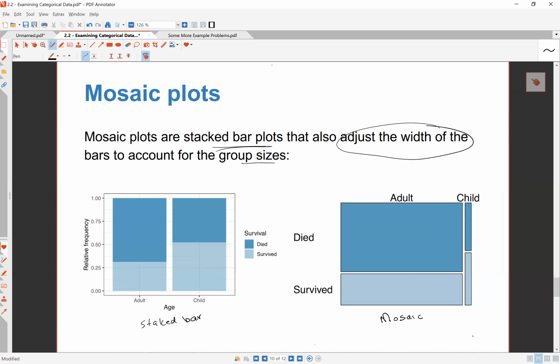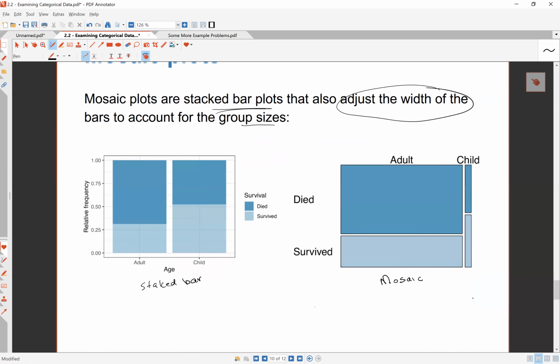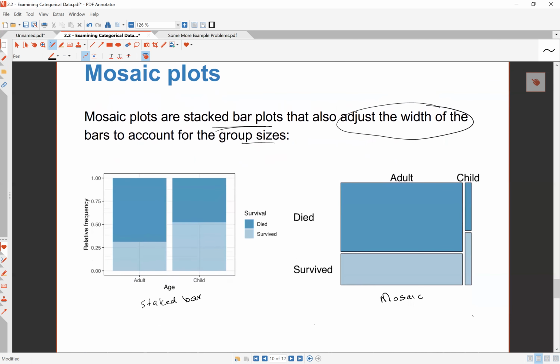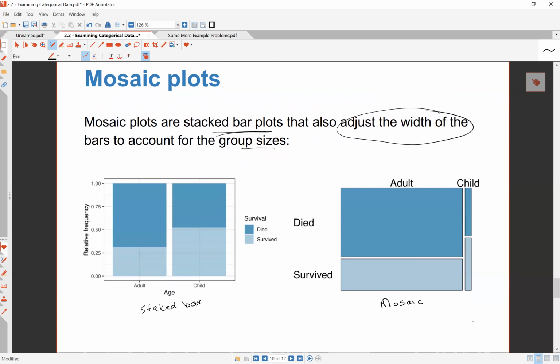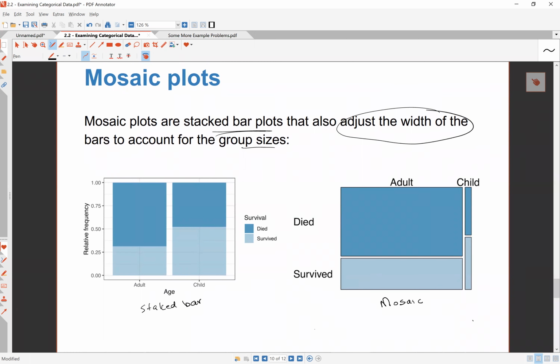And firstly, if you just look at each individual bar, you'll see the subdivisions are the same, right? Like we have a group called adult, and I know this talks about died and survived. If I recall correctly, this looked at people aboard the Titanic, like whether they survived the sinking of the Titanic or not.